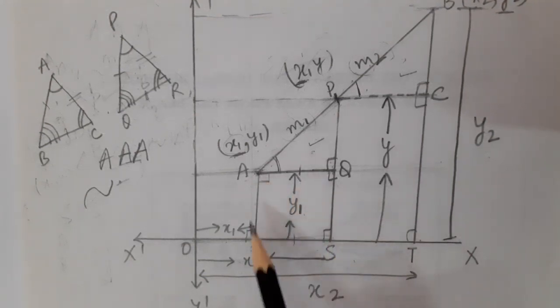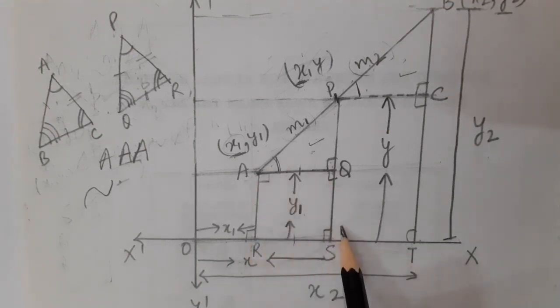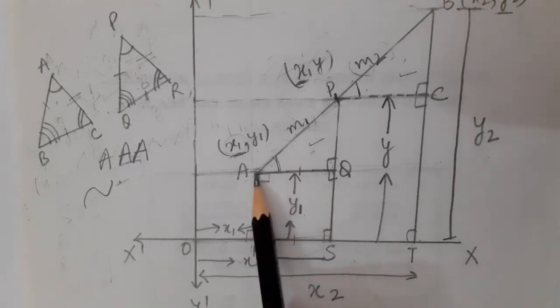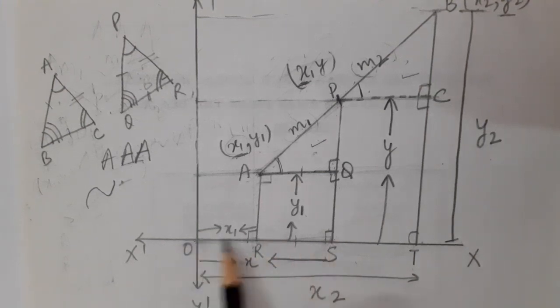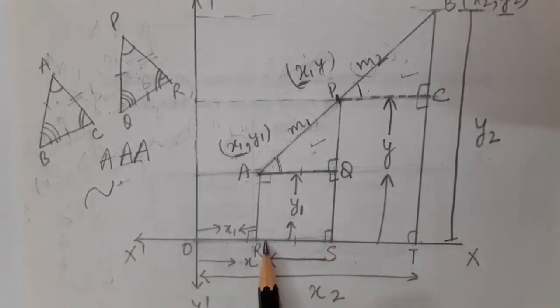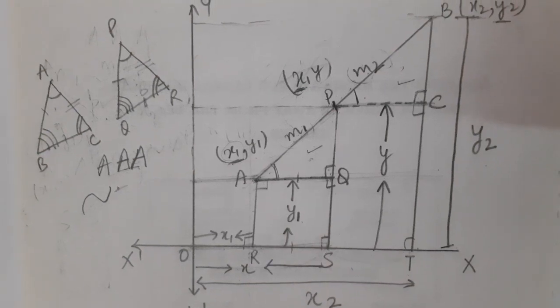Why? Because ARSP, they all are going to form a complete square. And in a square, all the four sides are equal. Correct, students? So AQ is what? This is x minus x1. This is complete x minus x1. Correct, students? Okay. Let us talk about PC now.